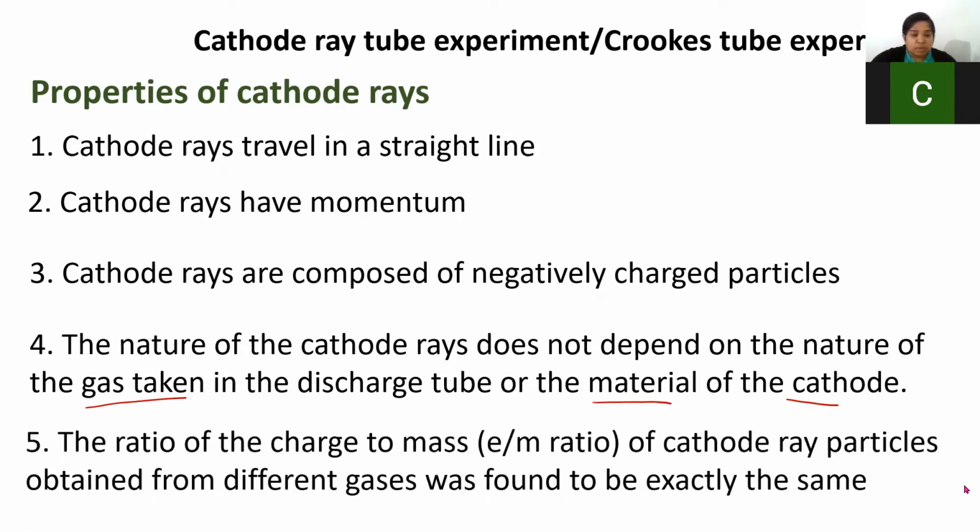And the last part is the e/m ratio. So J.J. Thompson found the e/m ratio, and the e/m ratio is the same no matter what type of gas you use or no matter what kind of cathode material you use. The e/m ratio is always the same. It didn't change.